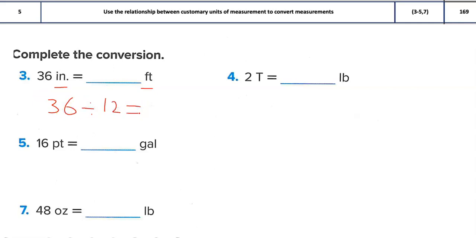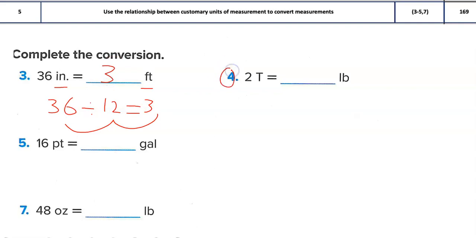You can find the answer by yourself using multiplication, or you divide directly. What is the number I multiply by 12 that gives me 36? It is 3. So 36 inches equals 3 feet.